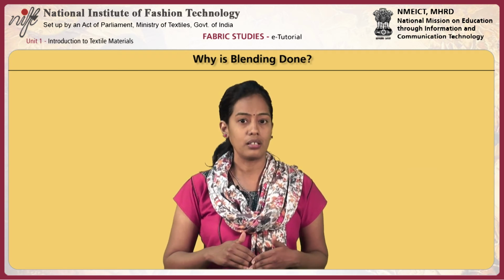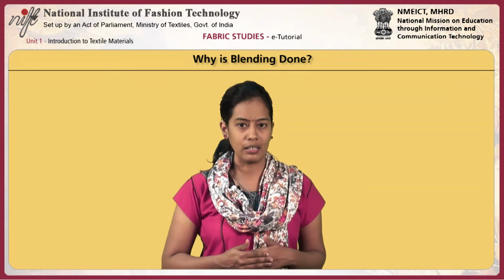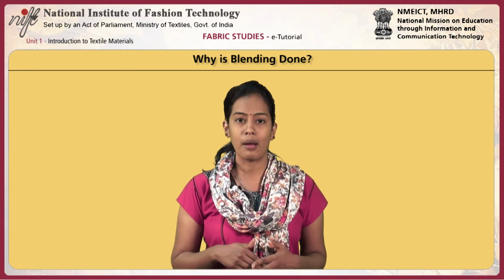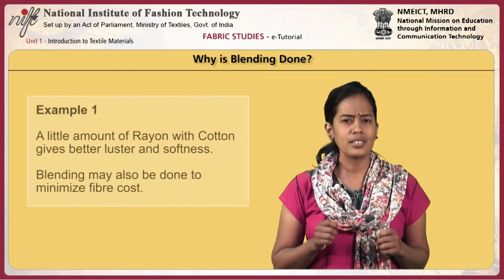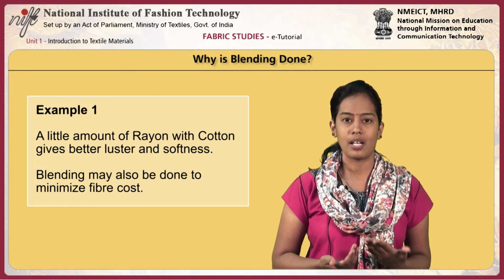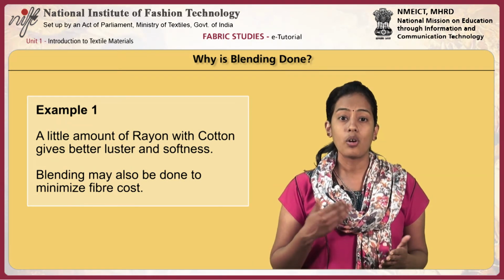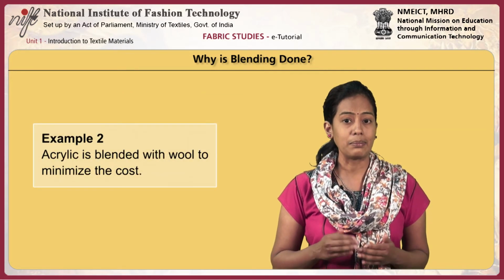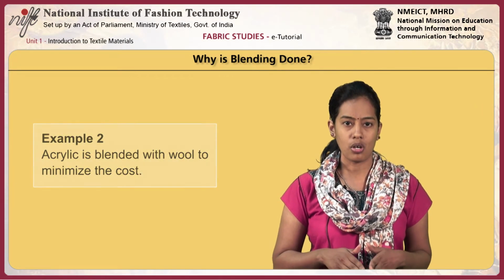Blending may also be done to improve uniformity of the yarns or better texture, hand or fabric appearance. A little amount of rayon with cotton gives better luster and softness. Blending may also be done to minimize fiber cost. Acrylic is blended with wool to minimize the cost.